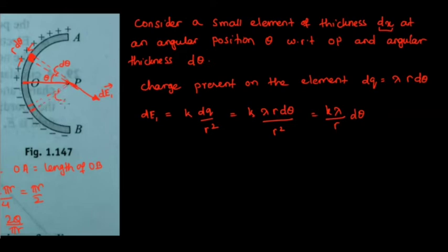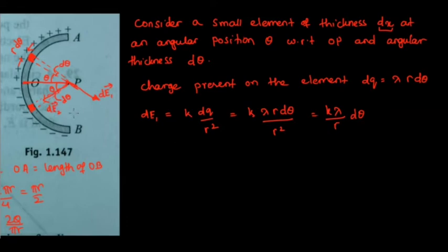This angle is d theta and this angle is theta, and this element will have an equal amount of negative charge. Is that clear? And the electric field due to this negative element, this negative charge at the point P, will be directed towards the negative charge. So this is the direction of the dE2 vector.